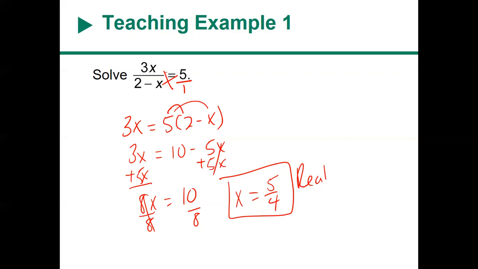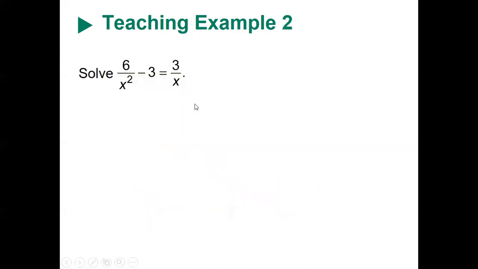All right. So you can cross multiply. It says 3x over 2 minus x equals 5. Oh. Are we good? All right, let's do another one.